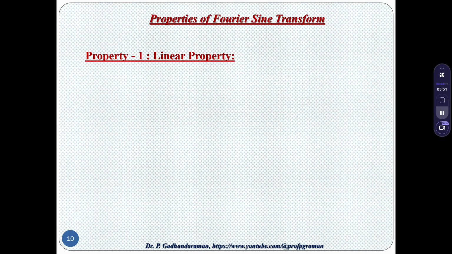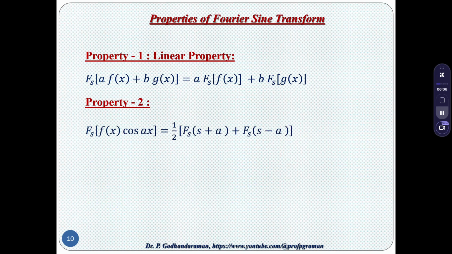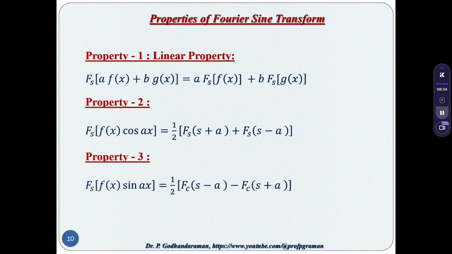Then next, the properties of the Fourier sine transform. First property, linearity property. The Fourier sine transform of a f of x plus b g of x is nothing but a into the Fourier sine transform of f of x plus b into the Fourier sine transform of g of x. The next property is the modulation property. The Fourier sine transform of f of x cos ax is equal to 1 by 2 times the Fourier sine transform of s plus a plus the Fourier sine transform of s minus a. The next property, the Fourier sine transform of f of x sin ax is equal to 1 by 2 times the Fourier cosine transform of s minus a minus the Fourier cosine transform of s plus a.